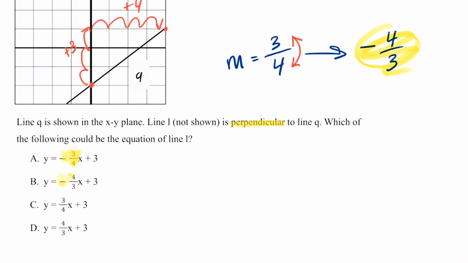And over here, these are our slopes. Which one has -4/3? It's B. So B is our answer.